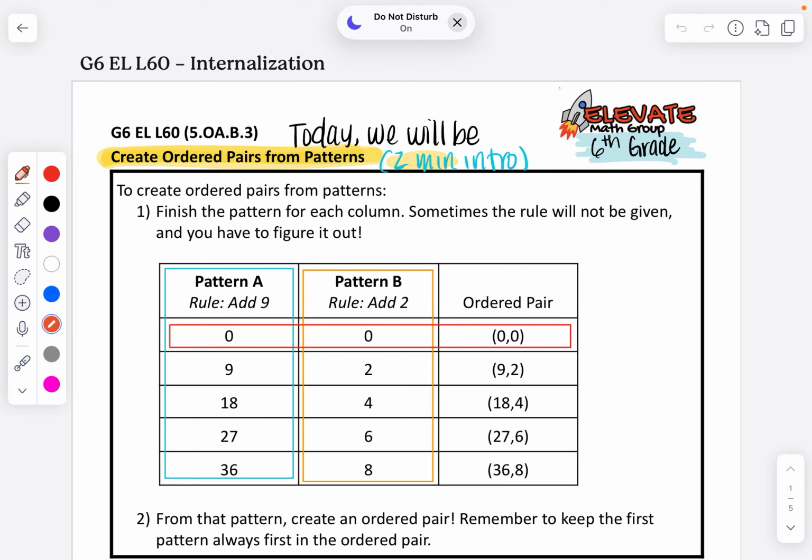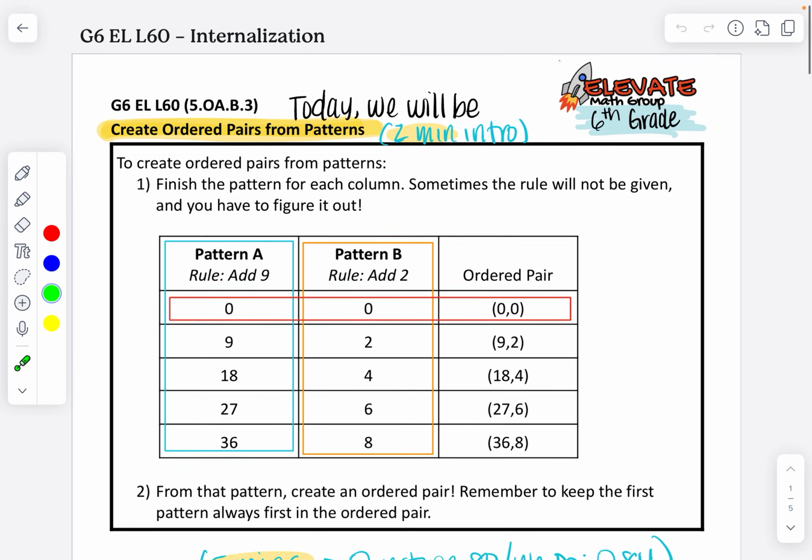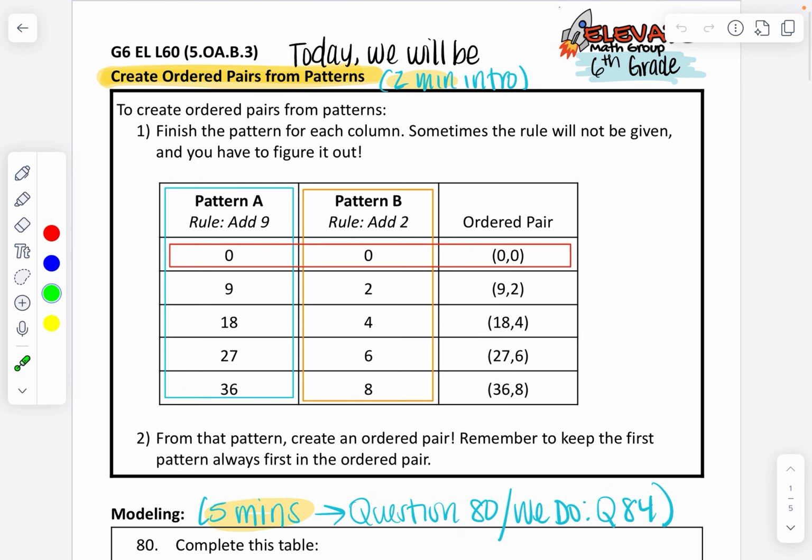Hi everyone, this is 6th grade Elevate lesson 60 on creating ordered pairs from patterns. You are going to spend the first 2 minutes after the fluency on this introduction, just explaining to students how to identify patterns, how to solve pattern rules, and then how to create ordered pairs.